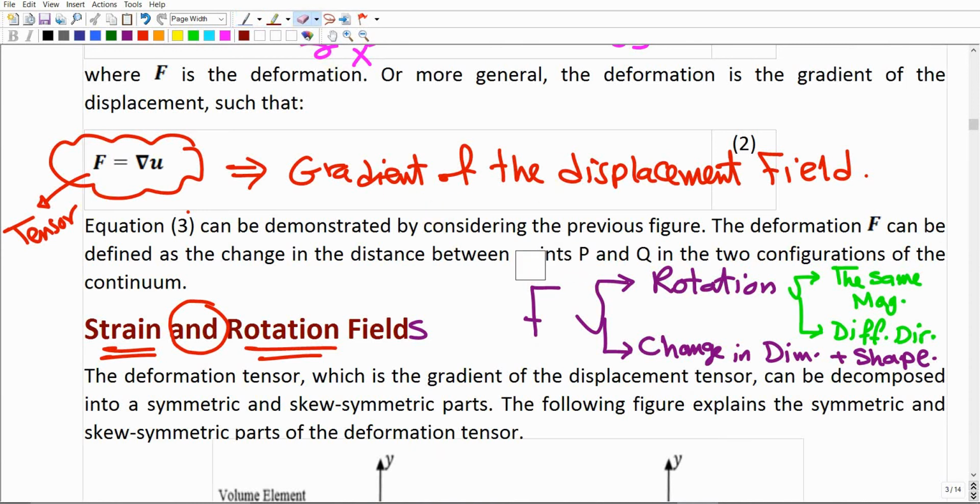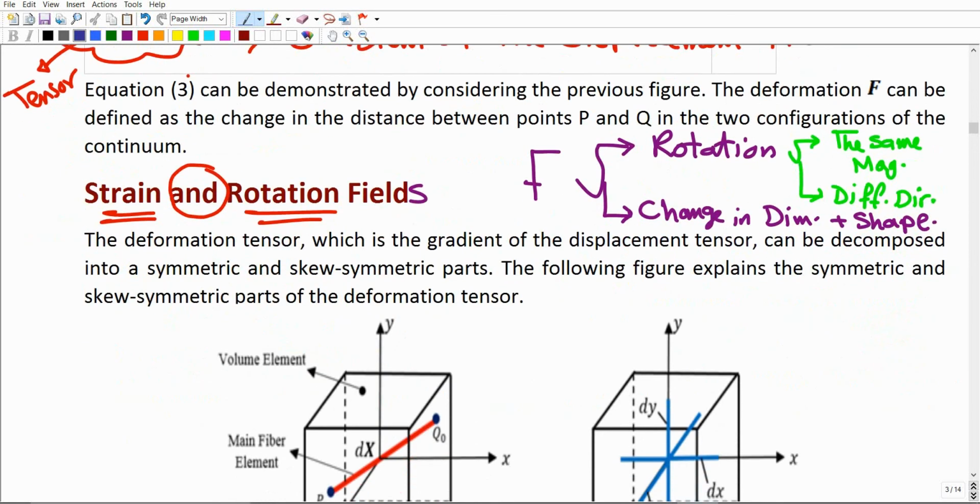The deformation tensor generally can be split into rotation and the change in dimensions and shape. Or in other words, it fully describes both the rotation and the change in dimension and shape. The interesting thing we're going to find is that the symmetric part of the F tensor describes only the change in dimensions and shape. But the skew symmetric part describes the rigid body rotation of the object, like it is rigidly rotating. This is the interesting part of the deformation tensor.